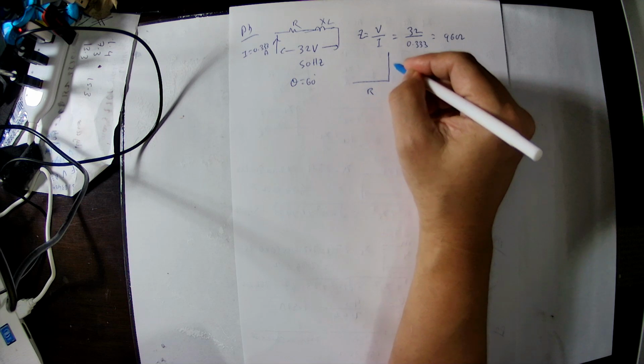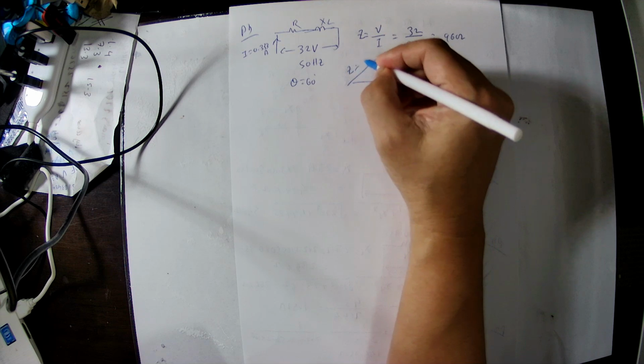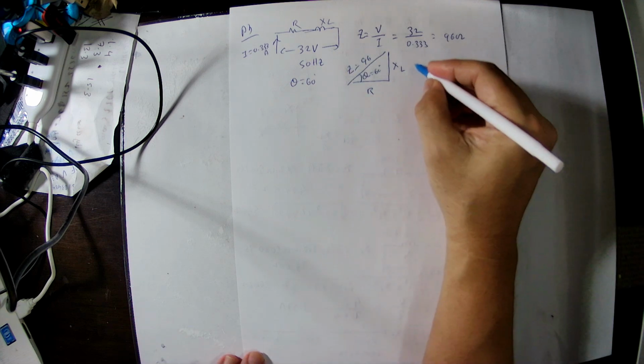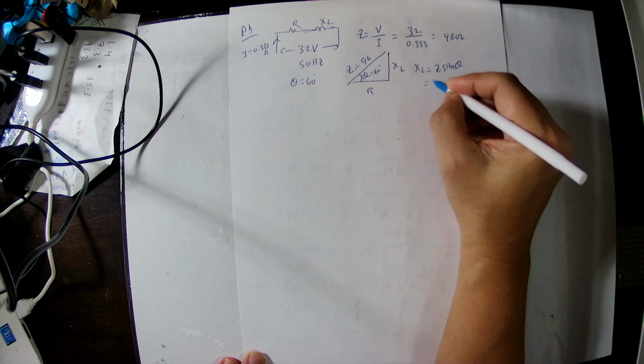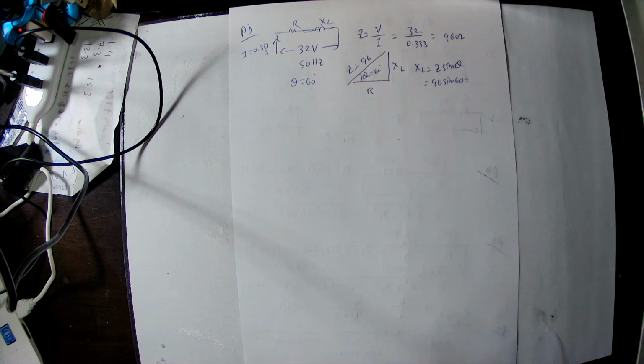So this is resistor, this is inductor, inductive reactance. This is impedance Z, which is 96 ohm. This is angle theta, angle theta is 60 degree. So XL can be calculated. XL equals Z sine theta. So Z is 96, sine 60. 96 multiplied by sine 60, we can calculate the inductive reactance. Sine 60 is 0.866, multiply 96, you got 83.1 ohm.